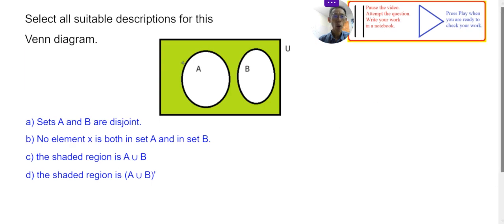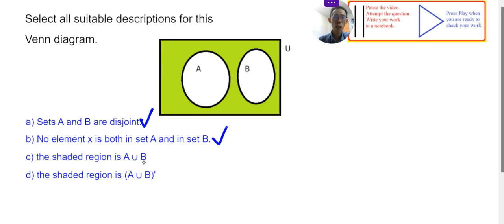The next slide over here. We have a diagram such as this. Here's the shaded area, and we need to find all suitable descriptions for this shaded area and this Venn diagram. A and B are not connected, they do not share anything. This is what we call set A and set B are disjoint, correct. No element x is both in set A and in set B. This is also correct because they have no intersection.